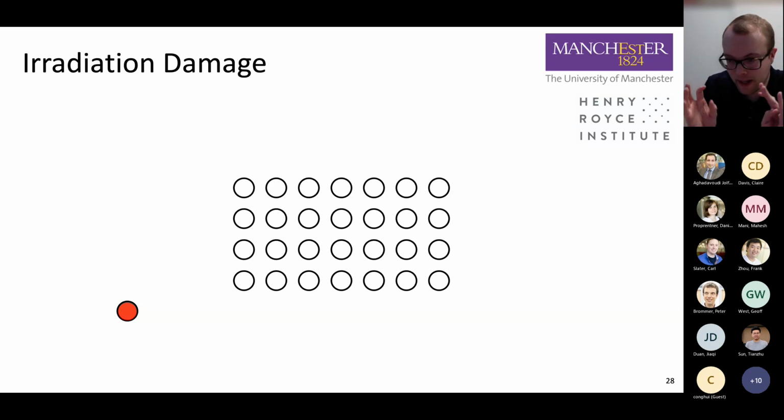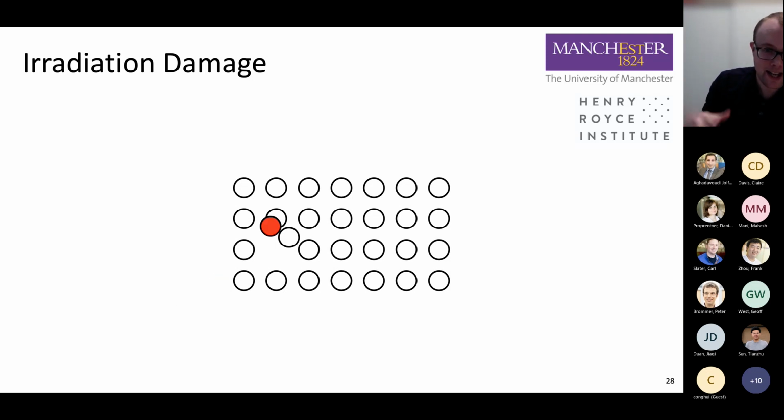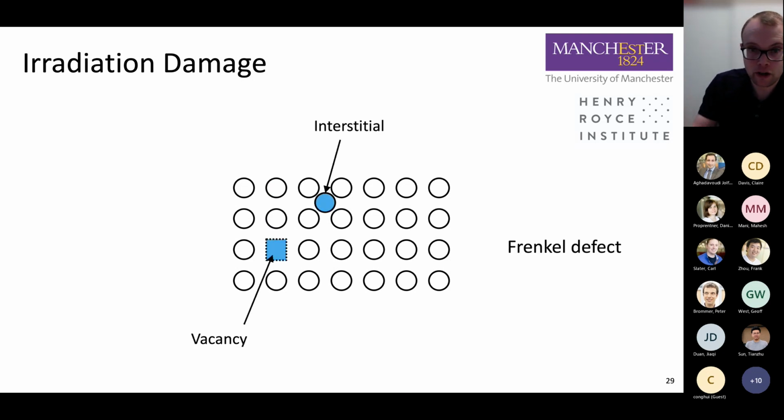So in a very, very basic way that probably will make some radiation damage people cringe, I'm going to explain irradiation damage. What generally we have is some sort of energetic particle. The energetic particle is in red here, and that comes in and hits an atom within our structure, and that creates vacancy and interstitial pairs, and these are Frenkel defects. So we create lots of vacancies and interstitials.